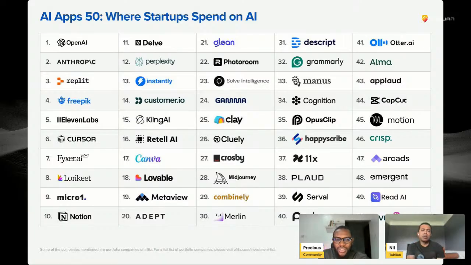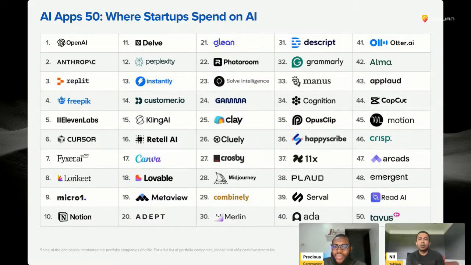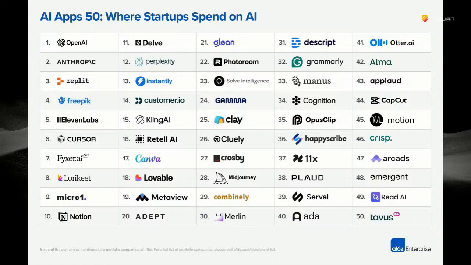Interesting to see. Lots of these are surprises to me. OpenAI and Anthropic are not, obviously, but others are like, what? It's interesting to see Midjourney in there. I still don't know how they monetize their thing. Manus is at 33. Like what? Wow, Grammarly is considered an AI company now. I'm sure every company is an AI company now.